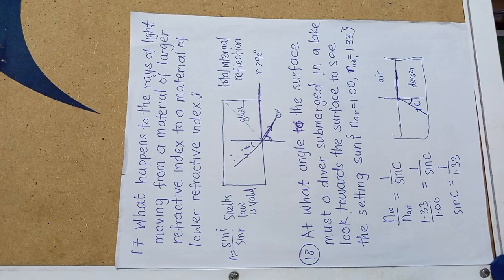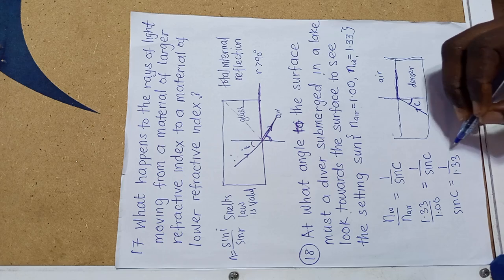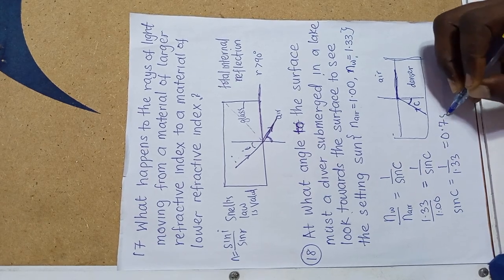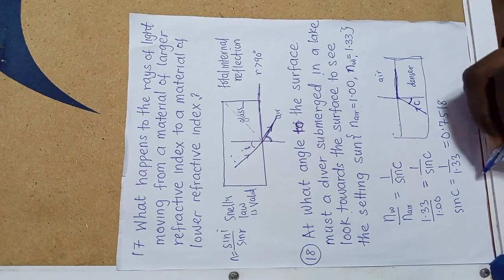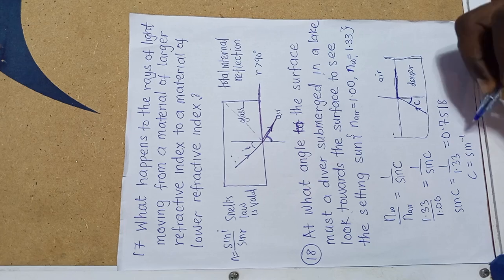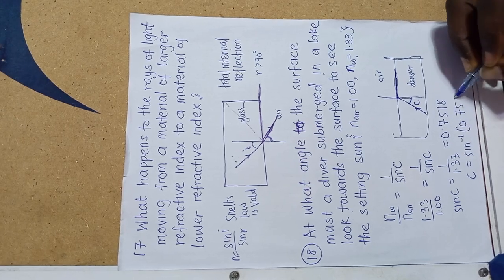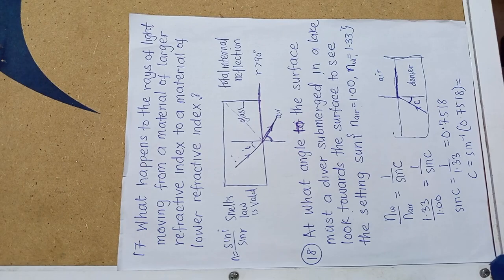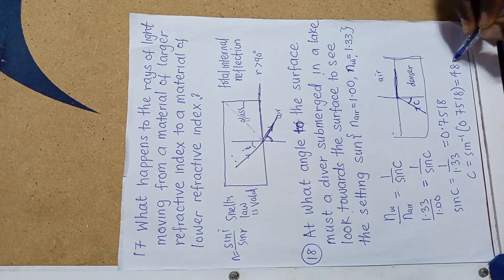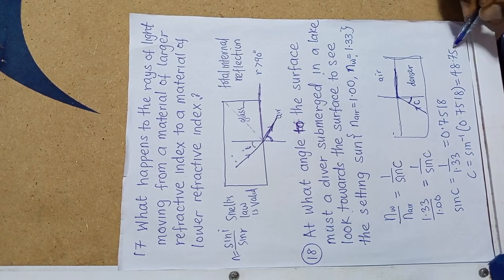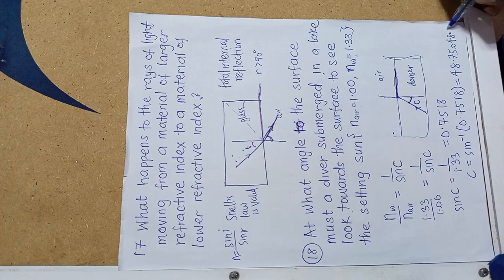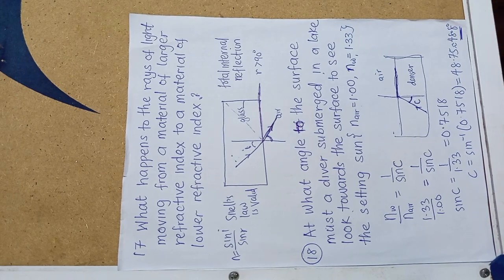So 1 divided by 1.33 should be equal to 0.7518. Then C becomes sine inverse of 0.7518, and that will give us our answer. So shift sine will give us 48.75, which is approximately 48.8 degrees. So that would be your answer.